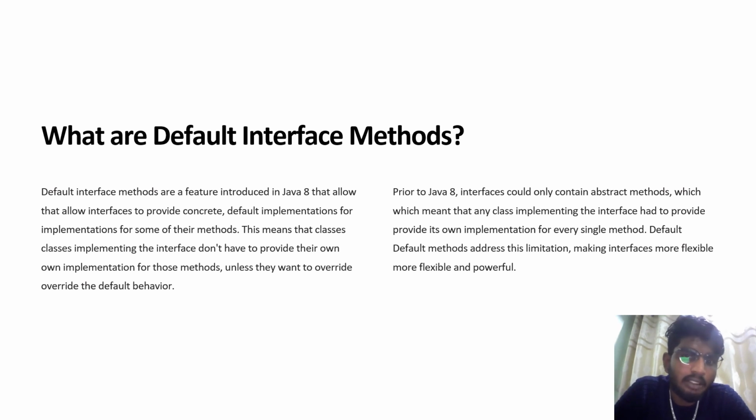Prior to Java 8, interfaces could only contain abstract methods, which meant that any class implementing an interface had to provide its own implementation of every single method. Default methods address this limitation, making interfaces more flexible and powerful.